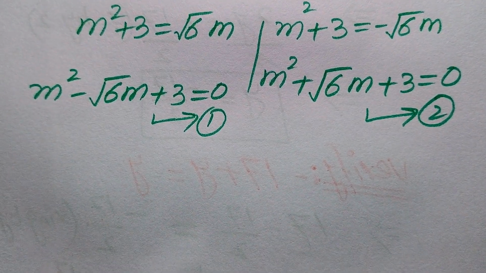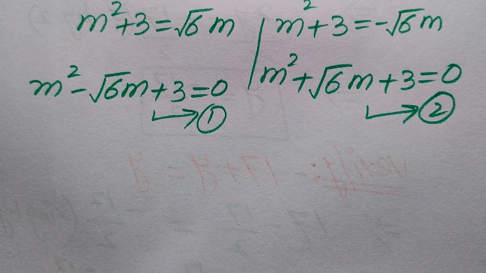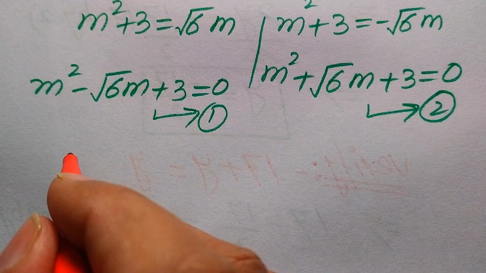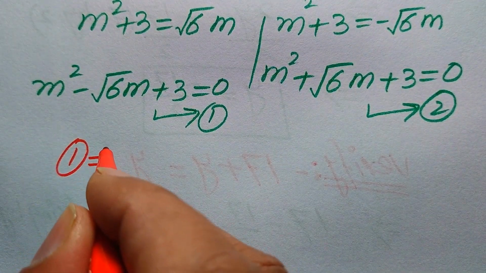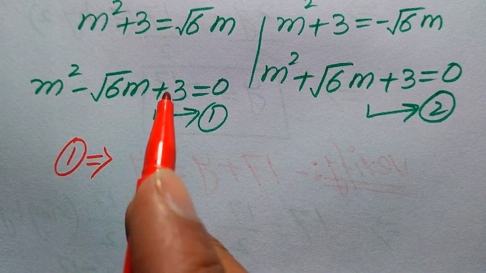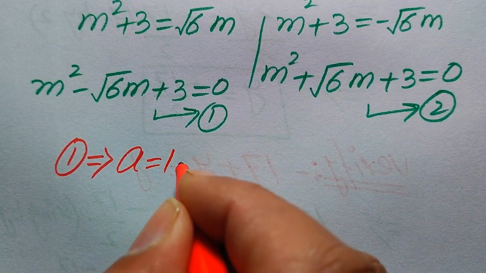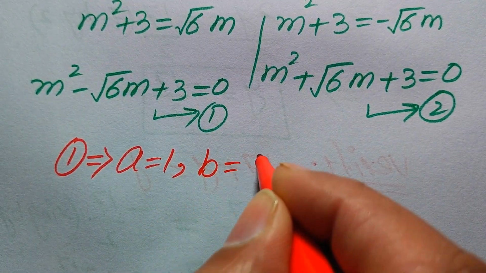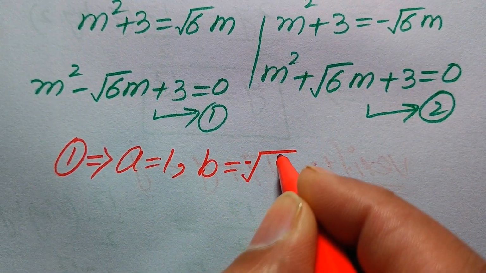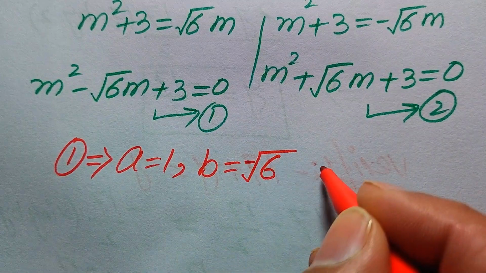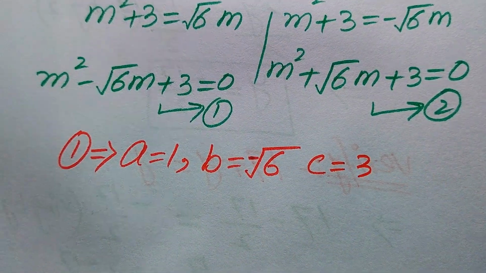So we need to solve both of these two equations for the values of m. Both of these two equations are quadratic equations, and here we apply the quadratic formula to solve these equations. First we focus on equation number 1, and we write the coefficients of equation number 1: a is equal to 1, b is equal to minus square root of 6, and c is equal to 3 only.